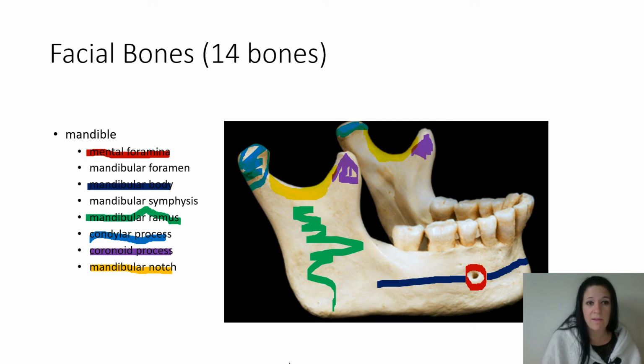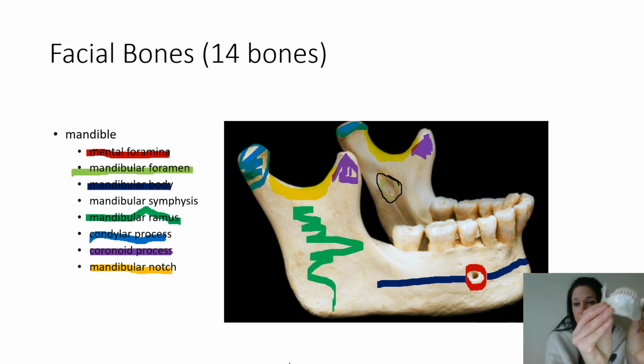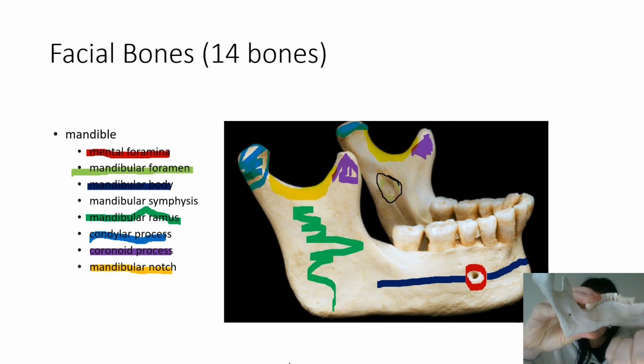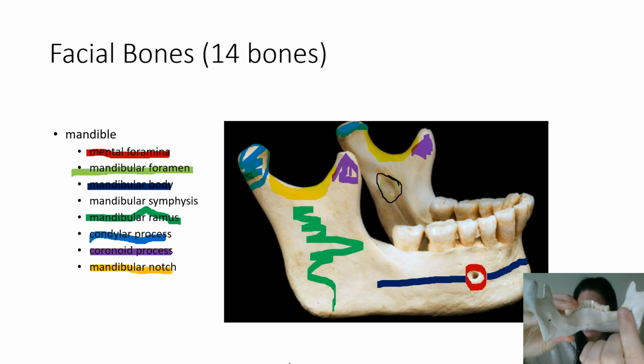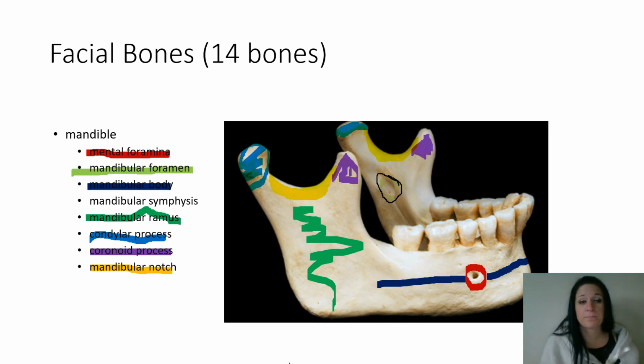Okay, and then we have a mandibular foramen. This is our other foramen, and it's back here. Oh, you can't really see that. Let me change colors. Okay, it's back here on the inside of the ramus. So if you look from a posterior view, so this is anterior, if we turn it around and look from a posterior view, you can see this foramen on the back of the ramus. Okay, so that is the mandibular foramen.